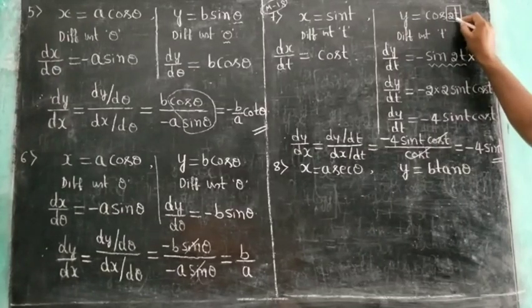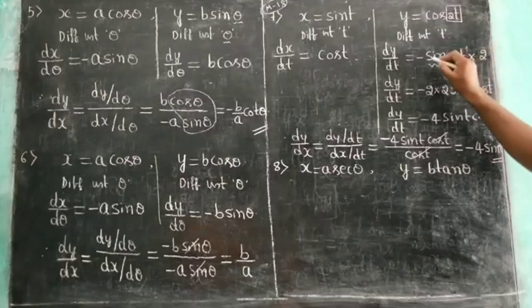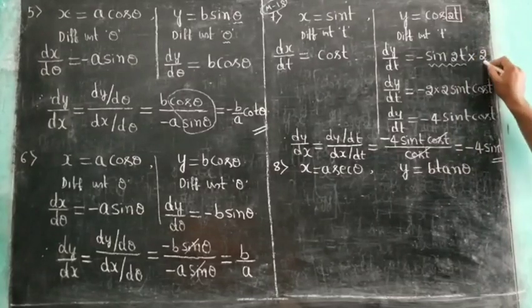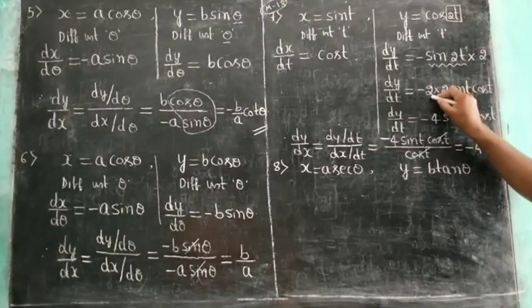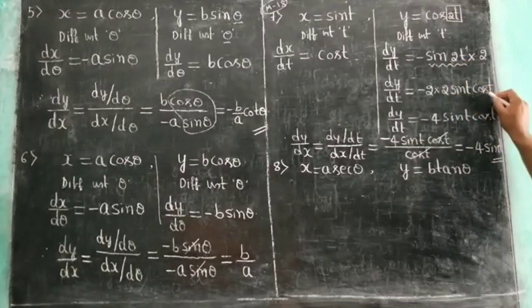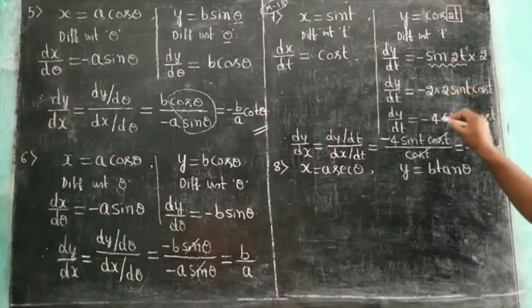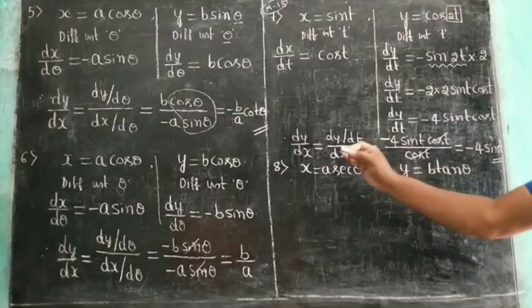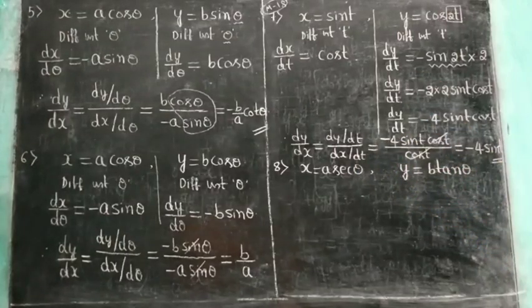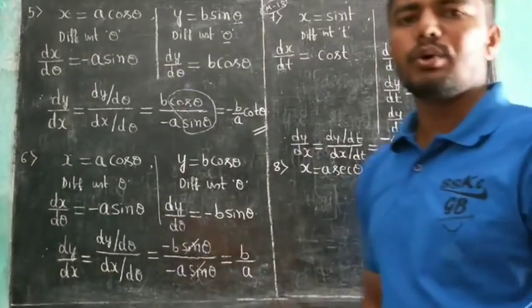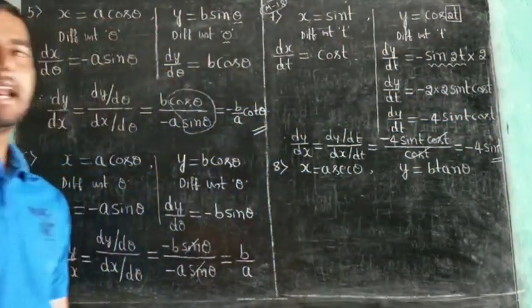Cos dabba, the derivative of cos dabba is minus sin dabba into d by dx of dabba. The derivative of 2t is 2, so minus 2 into the formula for sin 2t is 2 sin t into cos t. 2 into 2 is nothing but minus 4 sin t into cos t. Substitute in the formula, cos t are cancelled, then we get minus 4 into sin t is the final answer.